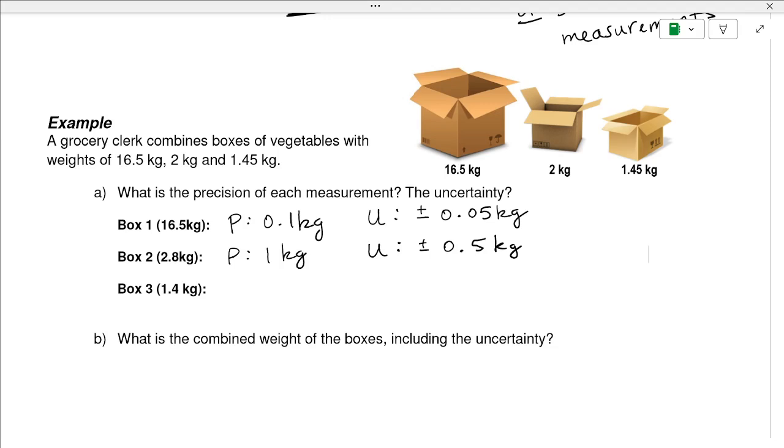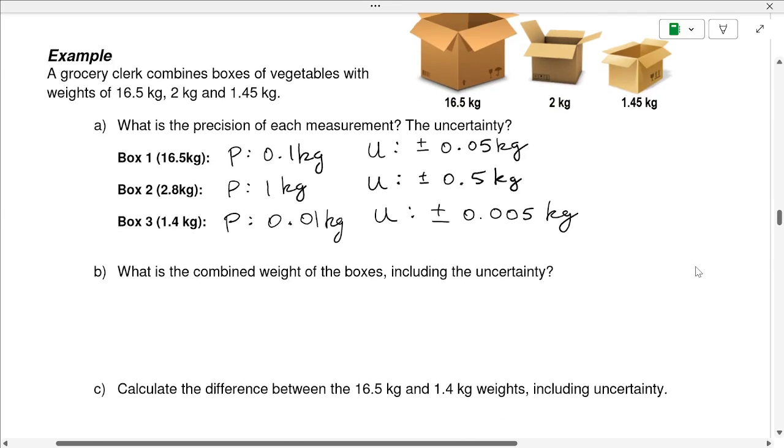Now box 3 has 2 decimal places on it. So its precision is 0.01 of a kilogram, which means its uncertainty is plus or minus 0.005 of a kilogram. Maybe that box was measured and weighed on a very precise scale, like one of those electronic scales that they use for measuring very small things, hoping for a high degree of accuracy with a high degree of precision. What is the combined weight of the boxes, including the uncertainty?